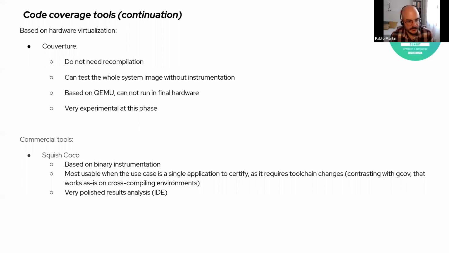There are also commercial tools. I mention Squish Coco here because it is very widely used. It's also based on binary instrumentation, and this means that the build system needs to be modified, but the modifications for it are more specific because it's not just taking an option already existing in GCC, but changing the binary or adding a wrapper alongside the binary for the compiler. This complicates things for cross-compiling and things like this. Also, I know that it has a very polished results analysis and IDE.